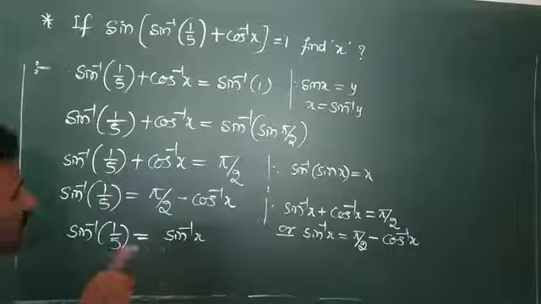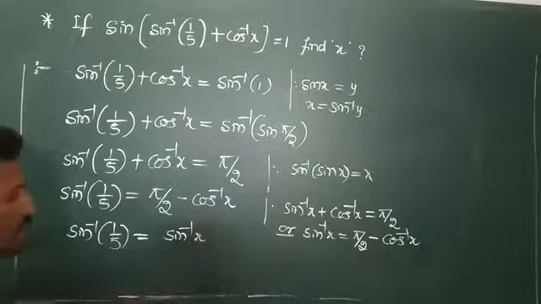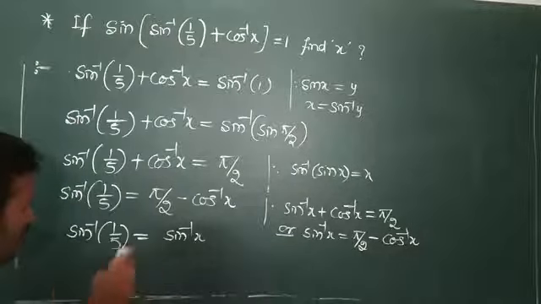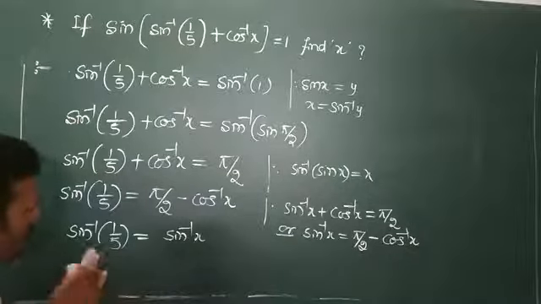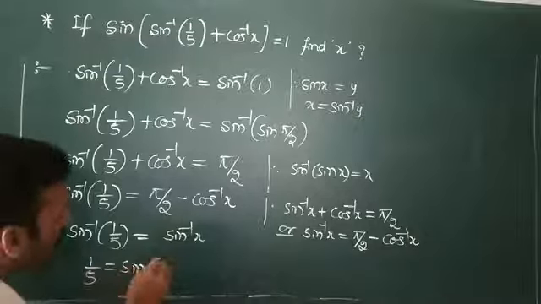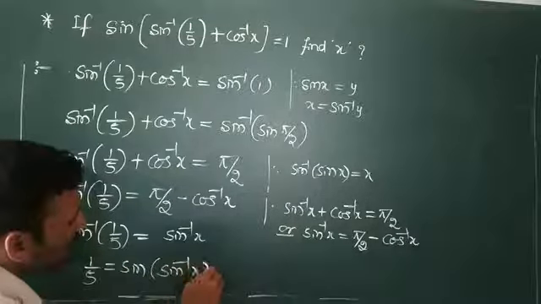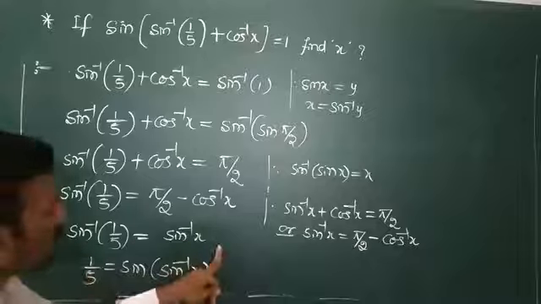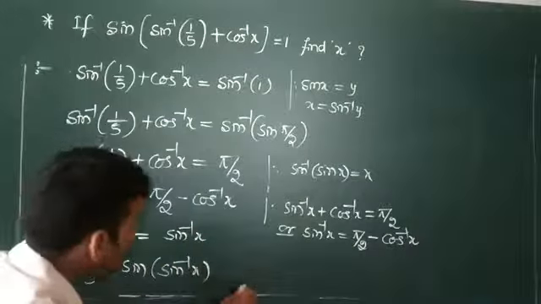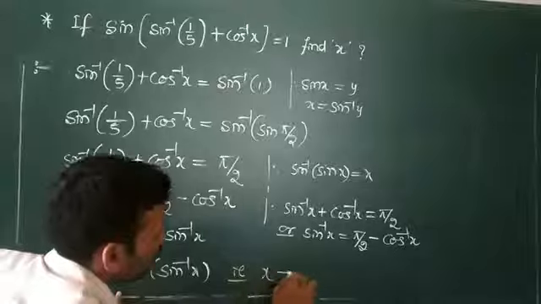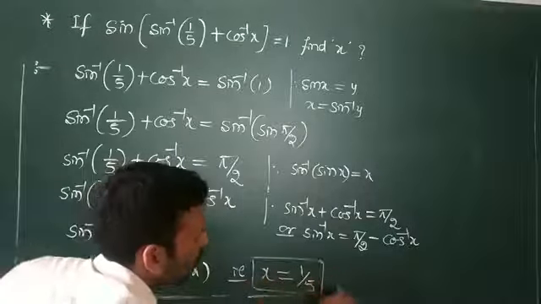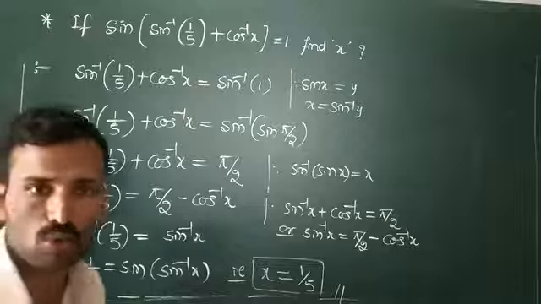Now both sides have sine inverse, so they get cancelled, or one sine inverse comes to the other side as sine. That is, 1 by 5 is equal to sine of sine inverse of x. Sine of sine inverse of x is x, that is x is equal to 1 by 5. x is equal to 1 by 5 is the solution.